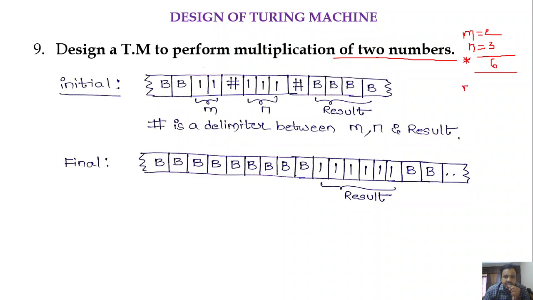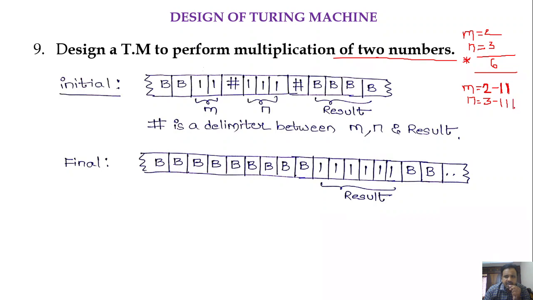Let me consider m is equal to 2. Here I am representing that 2 by using two ones. The m value I am going to store in the input tape by using two ones, because the m value which I have taken here is 2. Next, the n value we have here is 3, so I am representing that n value in the input tape by using three ones.